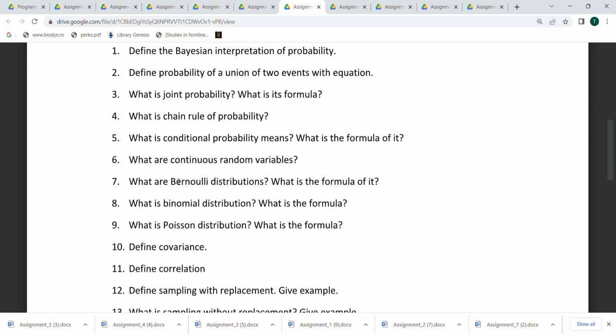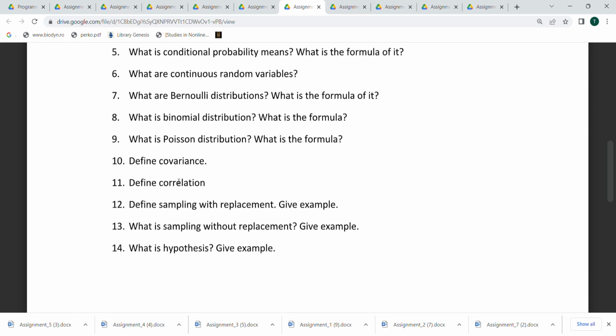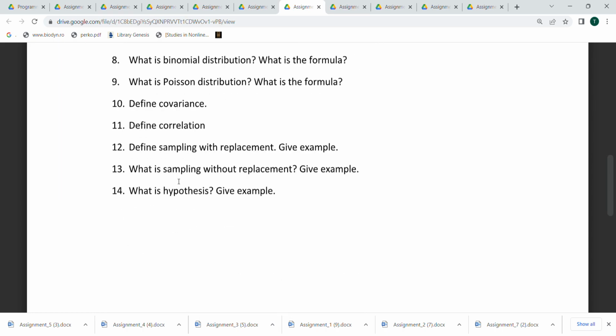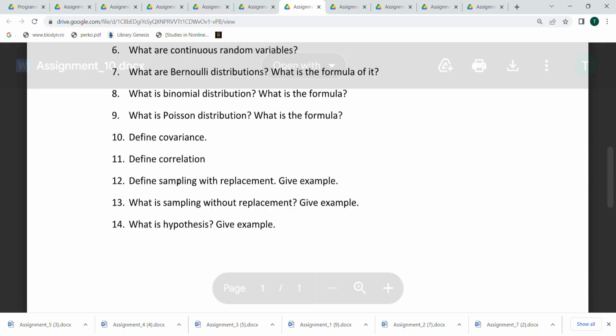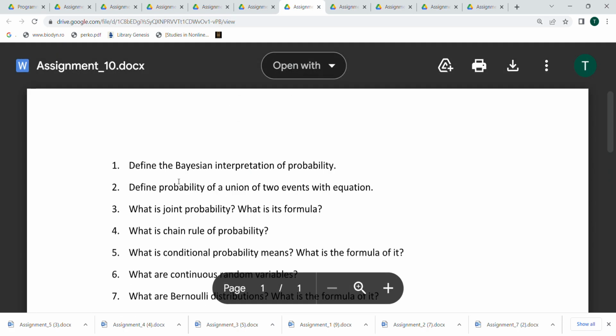What is the Poisson distribution? What is the formula for it? Define the covariance. Define the correlation. Define sampling with replacement experiment. Give an example. What is the sampling without replacement experiment? What is a hypothesis? These are the common questions that you need to understand, and it looks like a very important problem, right? So I believe this is all correct.